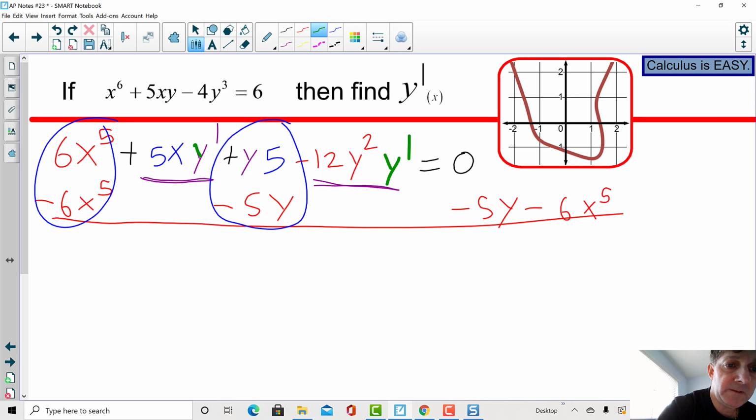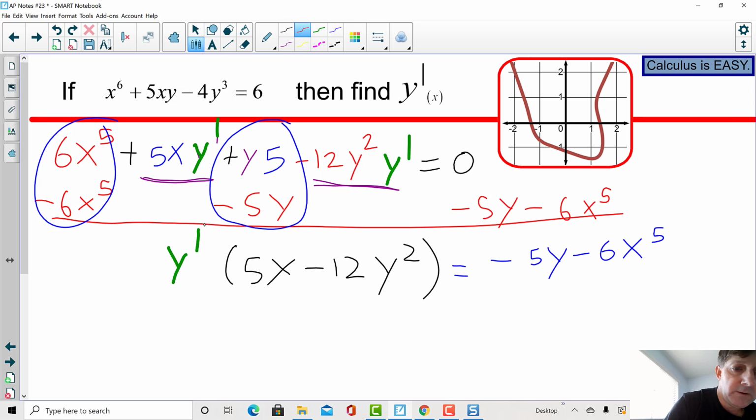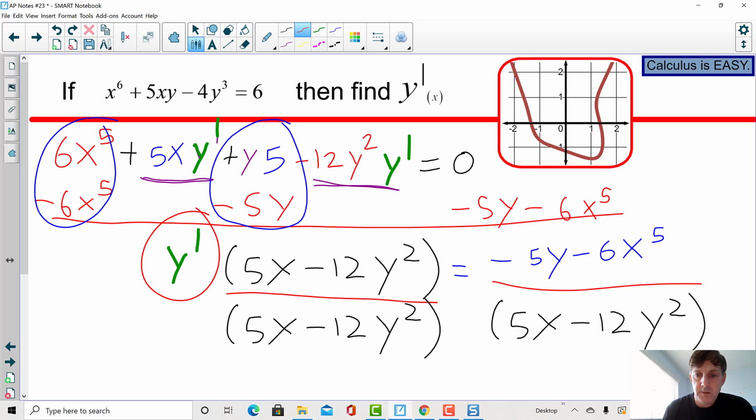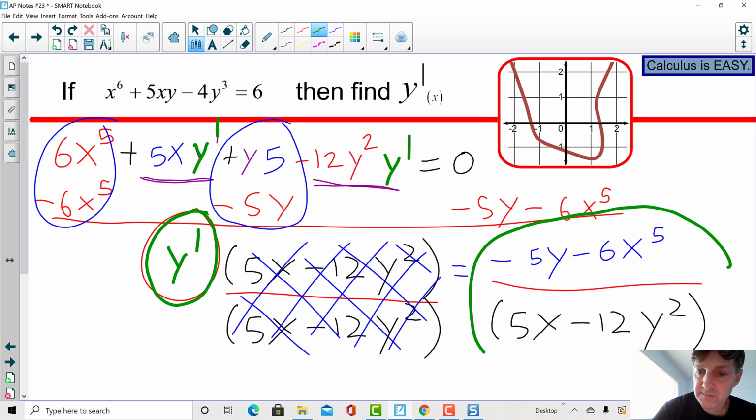Now, since both of these pieces have a y prime, we can factor out the y prime. We would be left with 5x minus 12y squared. Bring down the other stuff. Okay, to solve for y prime, I just need to divide by all this stuff right here. Okay, we divide both sides by that stuff. On the left side is going to cancel. Final answer is that y prime equals this fraction right here.